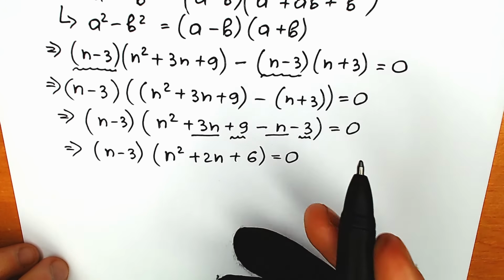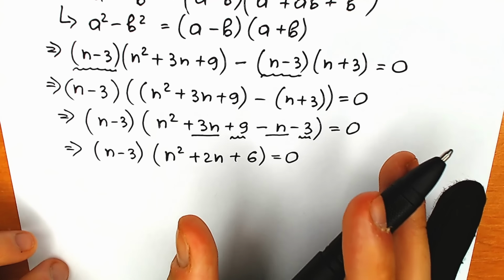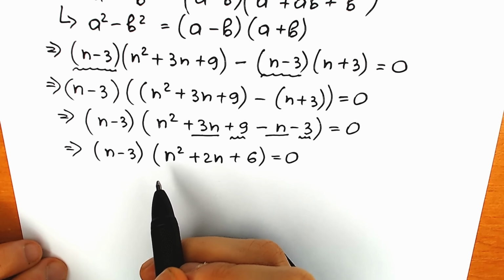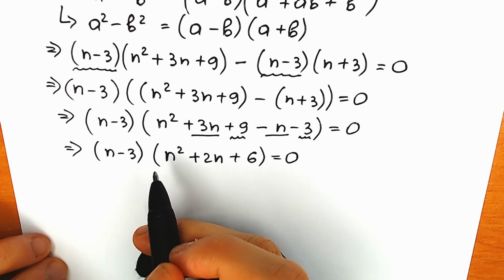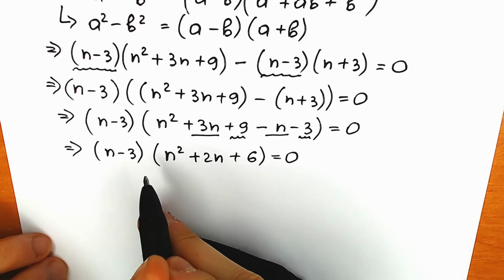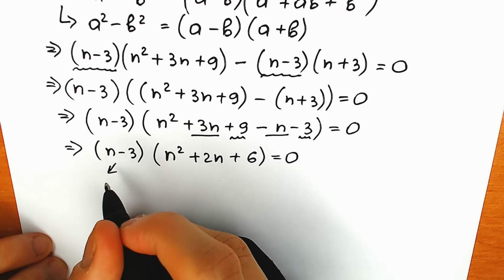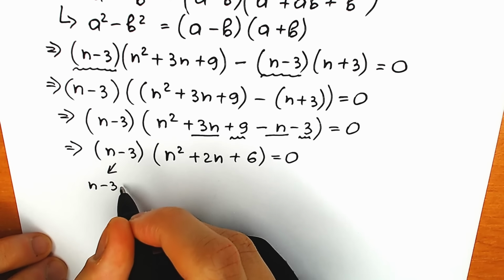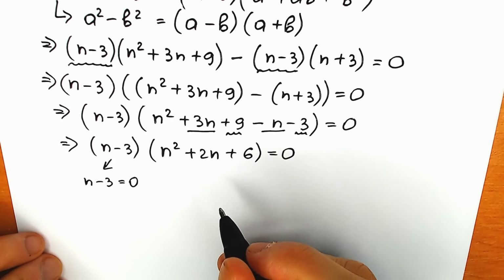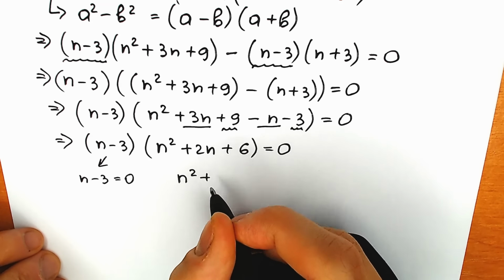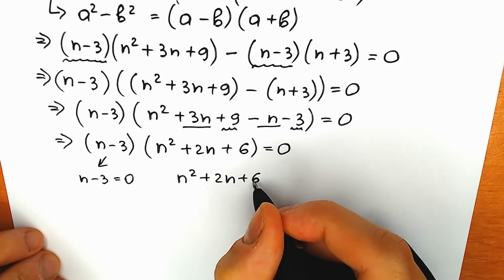Really great. And right now, let's look at this question from a different angle once more. What do we have? We have a product of two parentheses, and we know from school, this is our basic school knowledge, when we have a product of two parentheses equal to 0, it means that the first parenthesis is equal to 0, so n minus 3 is equal to 0, or the second parenthesis is equal to 0. So we have n squared plus 2n and plus 6 is equal to 0.